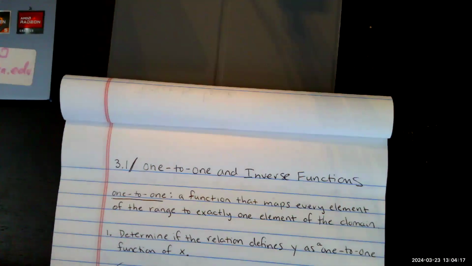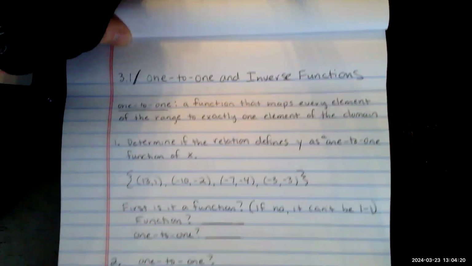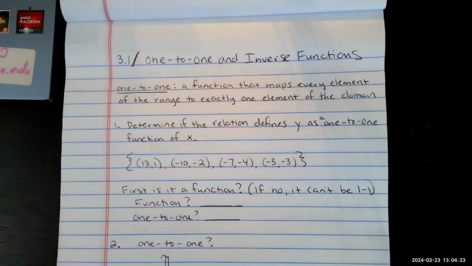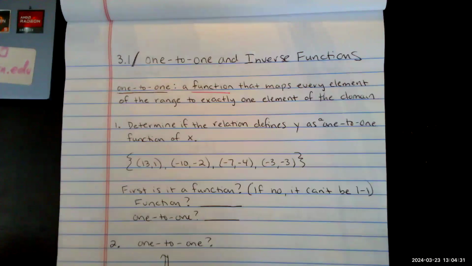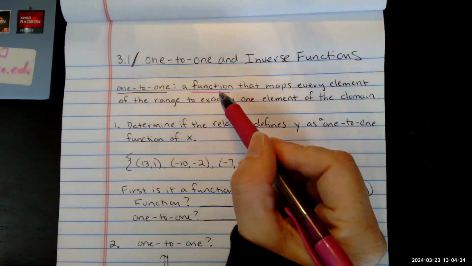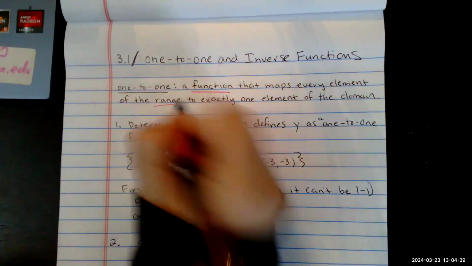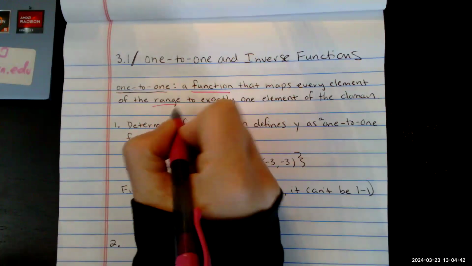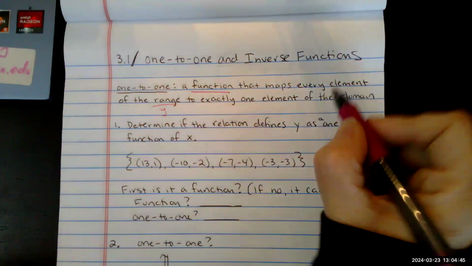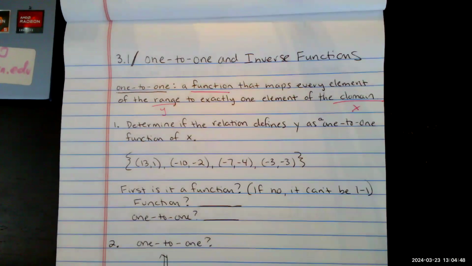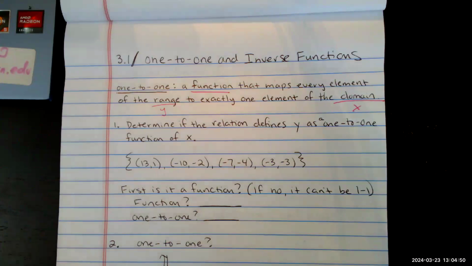Okay, so for a function to be one-to-one, first it needs to be a function. Remember that for something to be a function, every x goes to exactly one y. So that makes it a function. Now, if it is a function, it will also be one-to-one if the opposite is happening, which means every y value, which is why they're saying every element in the range, goes to exactly one element of the domain, which means x.